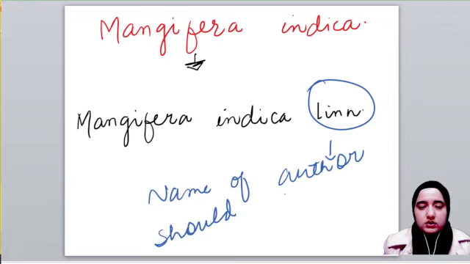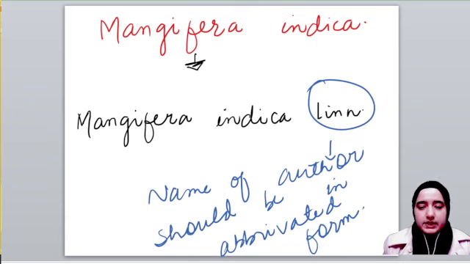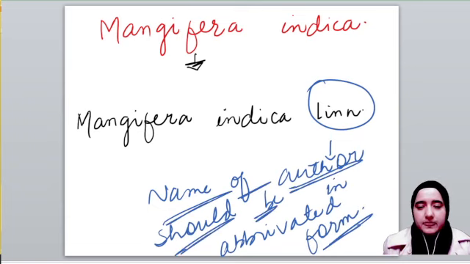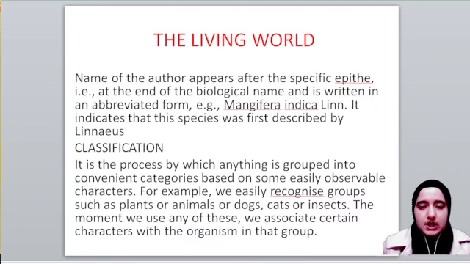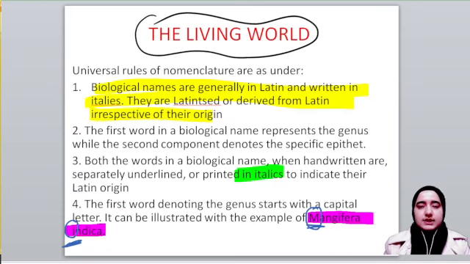Please remember, the name of the author should be in abbreviated form. I hope this concept is clear. Okay, I'll again revise these rules of binomial nomenclature.